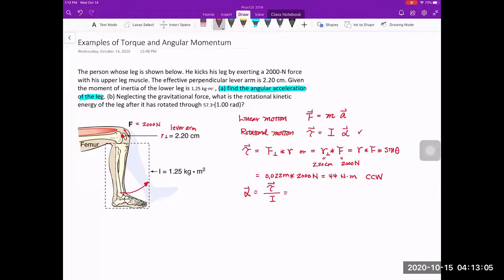So this is simply 44 newton meters divided by 1.25 kg meter squared. And that is your angular acceleration. That will give you 35.2. And the unit for this is radian per second squared. Okay, so that's our angular acceleration.